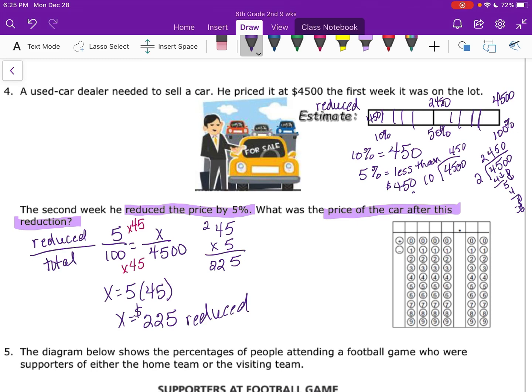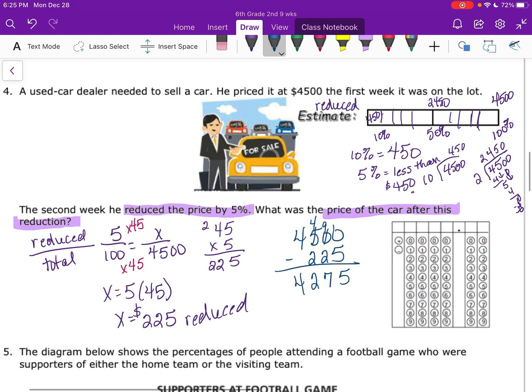So to figure out how much the cost is going to be, we have to do another step, which is to subtract. We have to subtract because it's being reduced. So the money's coming off. 4 minus 2 is 2. So the new price is going to be $4,275.